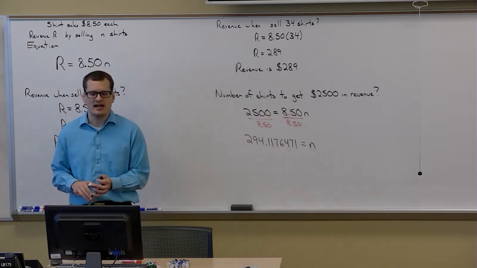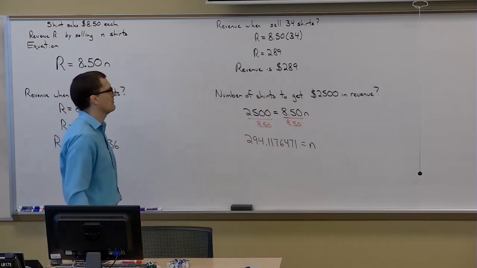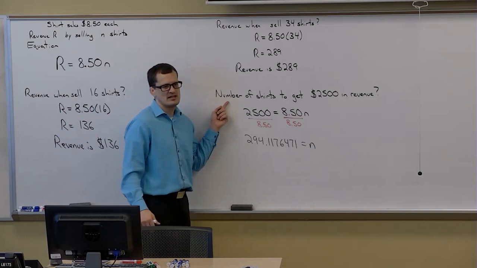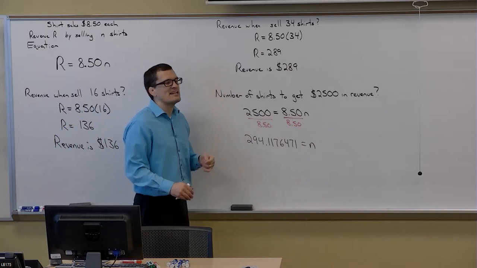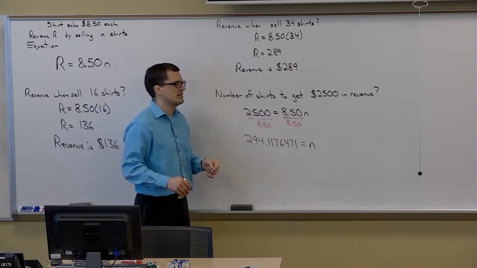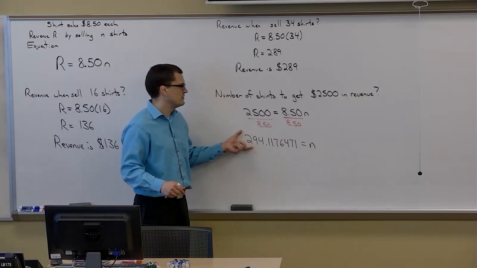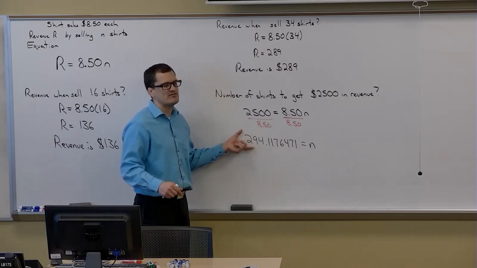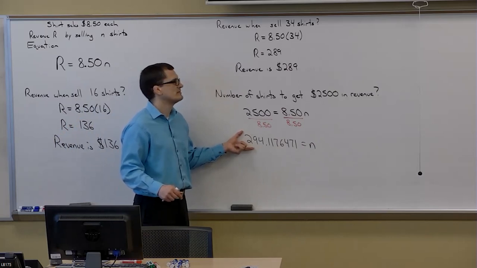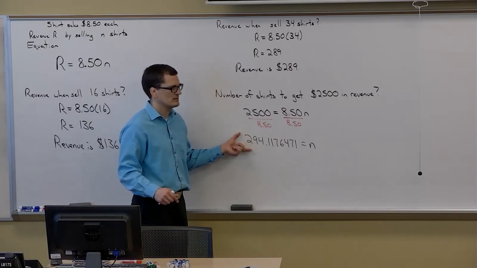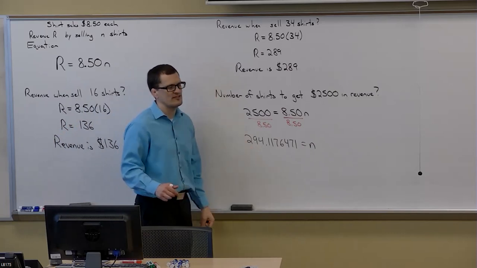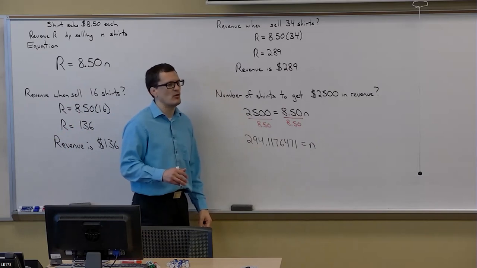And it kind of depends on how this question is asked as far as what you should answer. If you want at least 2,500 in revenue, then you have to sell 295 shirts. If you want close to 2,500 in revenue, then it's okay to sell 294 shirts. I'll interpret this as you wanted 2,500 or higher.